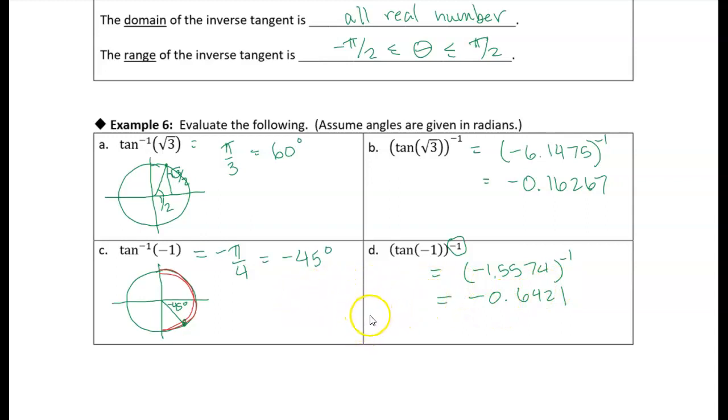Okay, so just be aware of the difference between the inverse tangent and tangent to the -1 power.